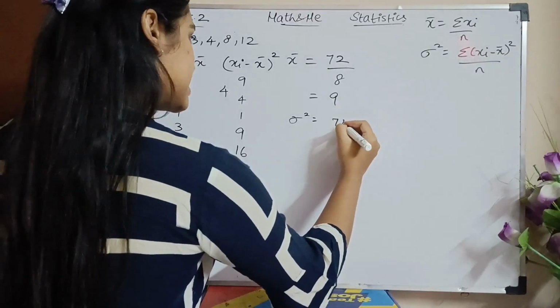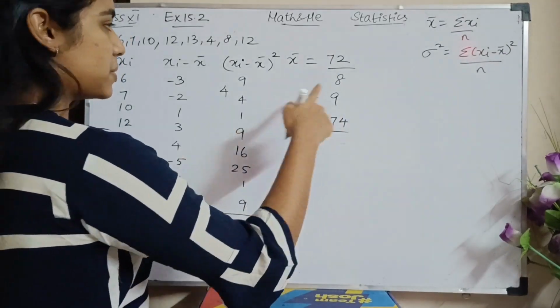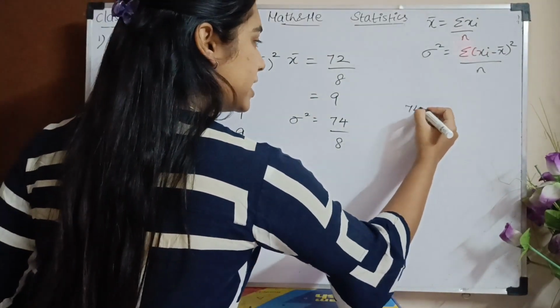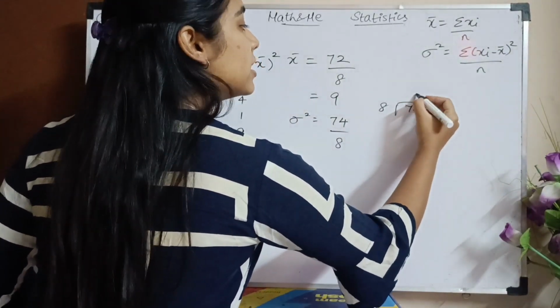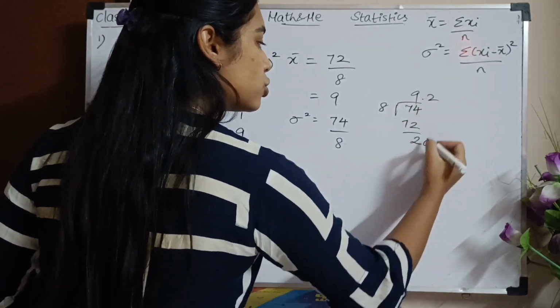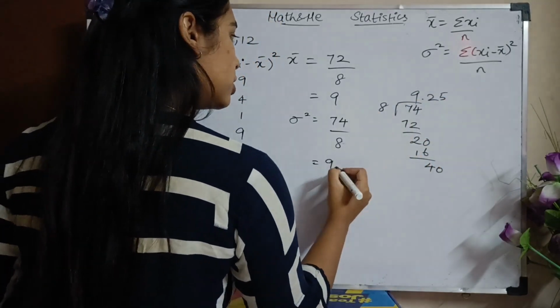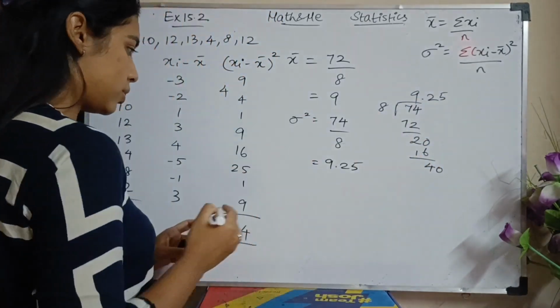So, what is my variance? Sigma square is 74 divided by n, which is the number of observations, which is 8. So, 74 divided by 8. 9 8s are 72. Remainder 2. 2.0, 20, 2 4s are 8, 40. So, 9.25 is my variance. Okay, sigma square.